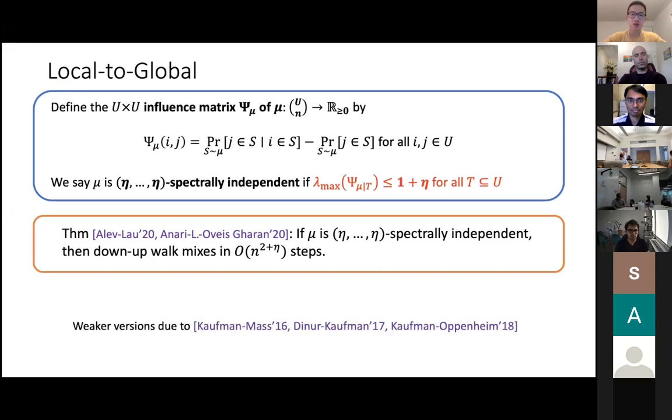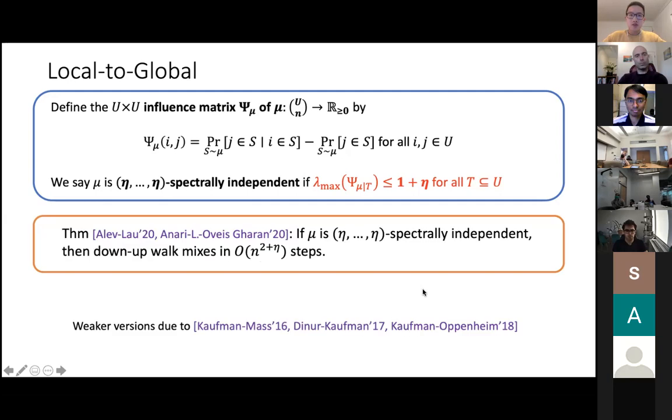Let me also mention that there were weaker versions that were known earlier prior to this. So what this result suggests is that if you have spectral independence, then you can get rapid mixing. One unfortunate feature of this result is that the mixing time depends really sensitively on how good of a bound you get on the spectral independence. If eta is like 4 or 5, then you get an n to the 6 or n to the 7 algorithm, which is polynomial, but kind of not very practical.